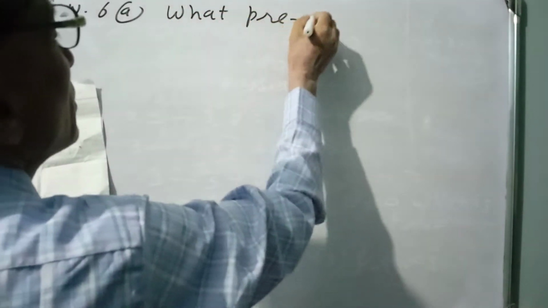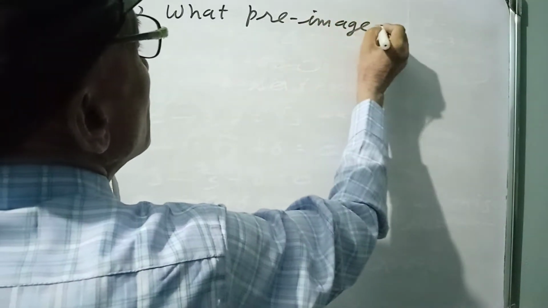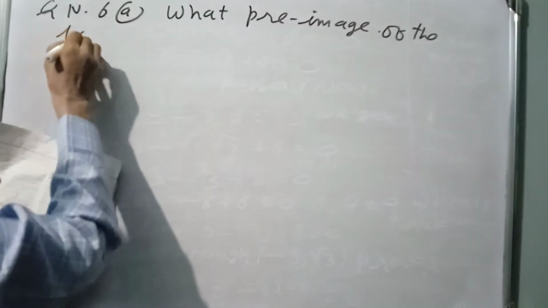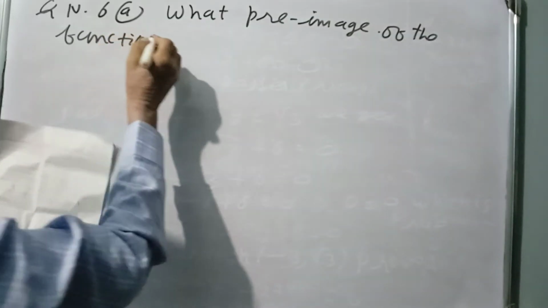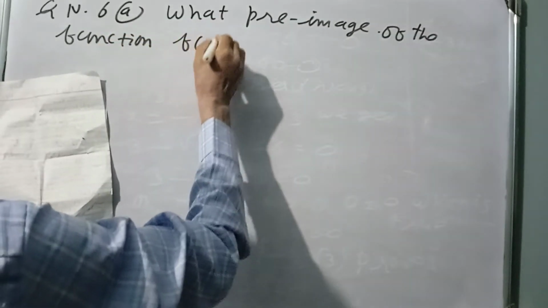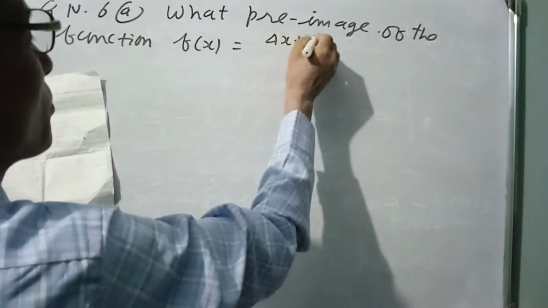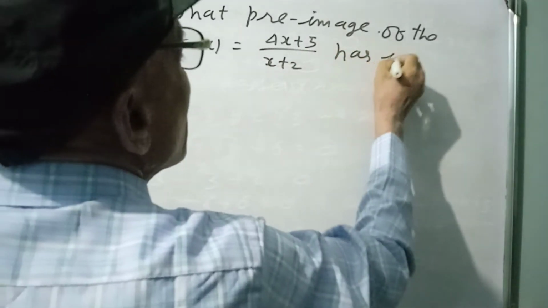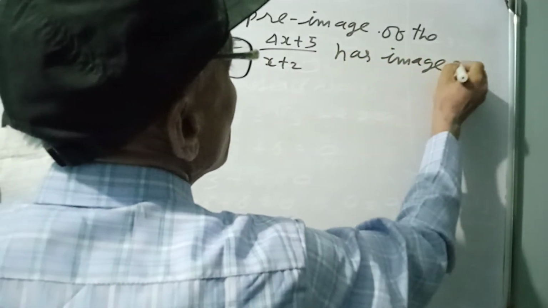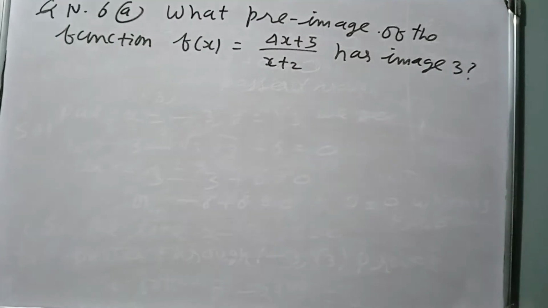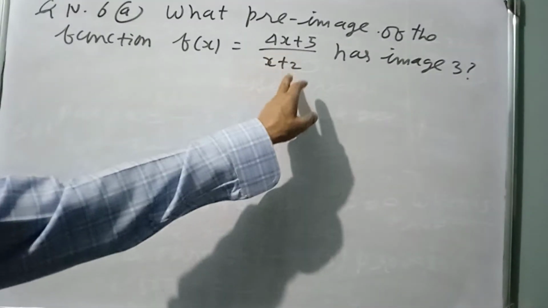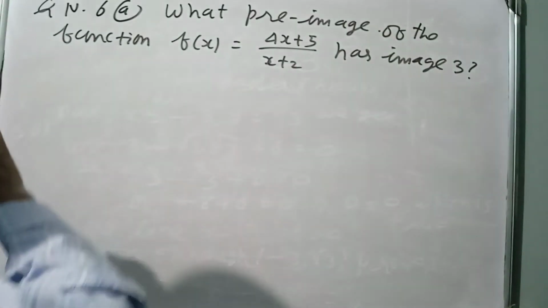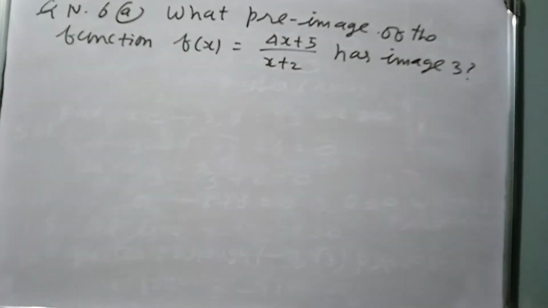What preimage of the function f(x) equal 4x plus 5 upon x plus 2 has image 3? What do you mean by this? What preimage of the function f(x) equal 4x plus 5 by x plus 2 has image 3? For its image to be 3, what should the preimage be?